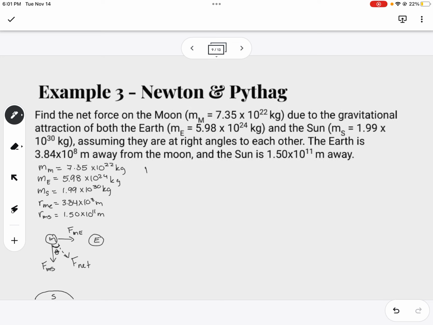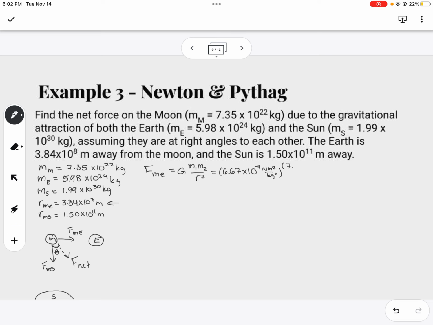So what we need to do here is calculate these two forces, the force on the moon by the Earth, and you're going to be using G m1 m2 over r squared. M1 would be the mass of the moon, M2 would be the mass of the Earth. Your R would be this one, right? The distance between the moon and the Earth. Okay, so plug everything in. I have 6.67 times 10 to the negative 11th. That's our new constant, right? Newton meter squared over kilogram squared.